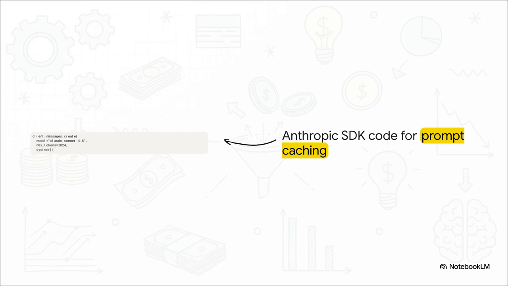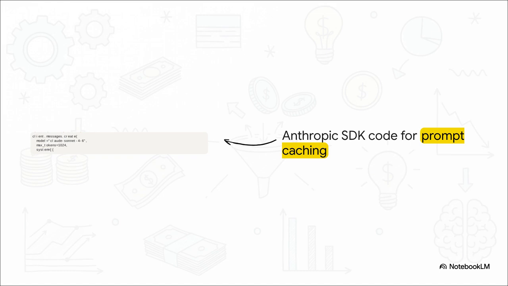For the developers tuning in, implementing this is incredibly straightforward. Pros using the Anthropic SDK just drop in a cache control line and set it to ephemeral. You just attach that to your long system prompts, your dense documentation, your tool definitions, whatever you're reusing.